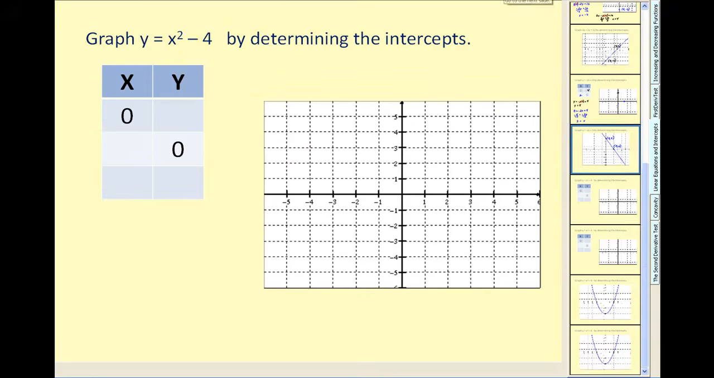Let's take a look at one more. We want to graph y equals x squared minus 4 by determining the intercepts. By the way, because of the x squared term, this is not going to be a linear equation, but we can still find the intercepts. Let's start by finding the y-intercept. We'll set x equal to 0. So our y-intercept is -4.